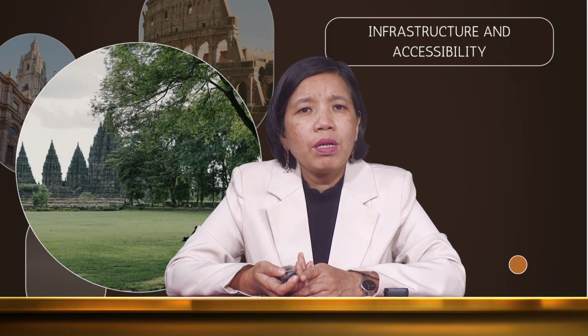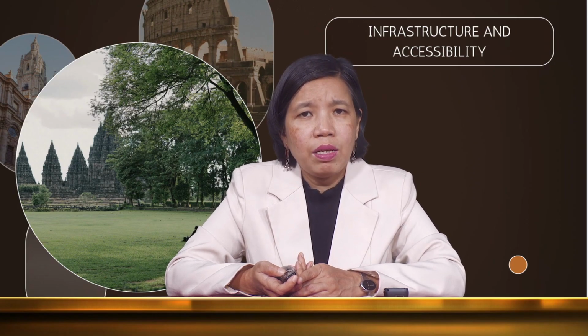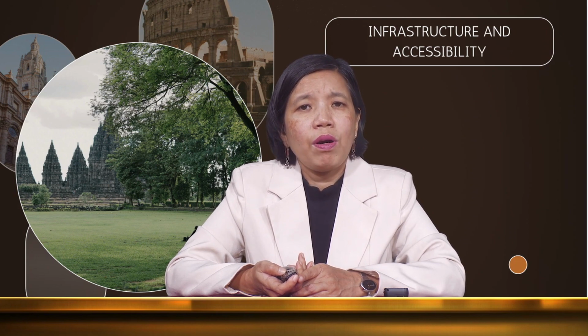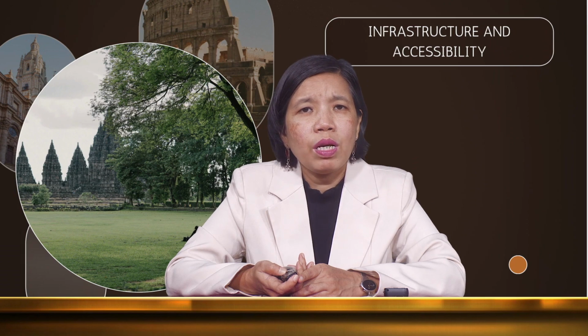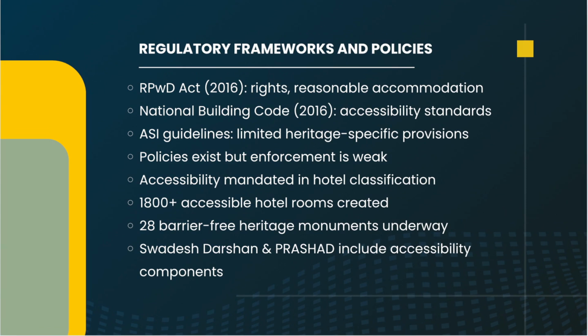In the paper Indian Regulatory Frameworks and Accessibility in Heritage Sites: A Comparative Analysis with International Standards, the authors have critically evaluated how Indian laws and policies address accessibility in heritage sites in comparison with international standards. It examines key Indian regulations such as the Rights of Persons with Disabilities Act 2016, National Building Code 2016, and the guidelines of the Archaeological Survey of India, and compares them with international frameworks like the Americans with Disabilities Act, ADA 2010, and ICOMOS charters.